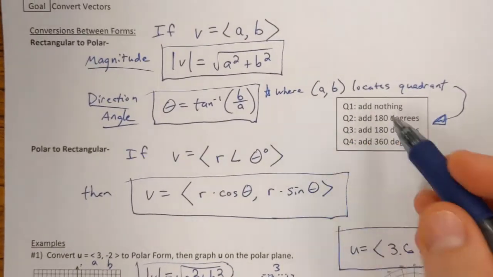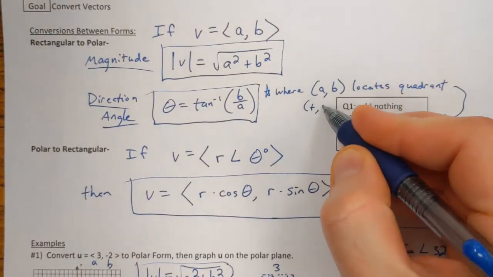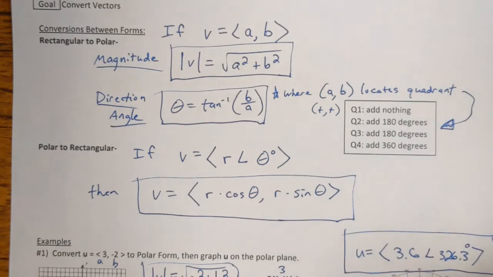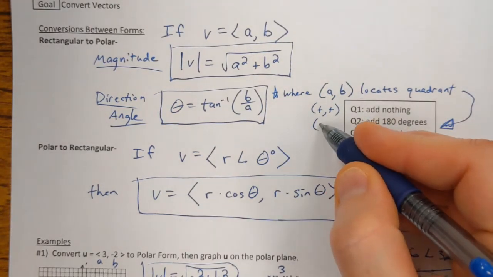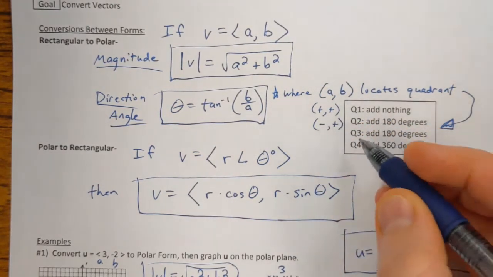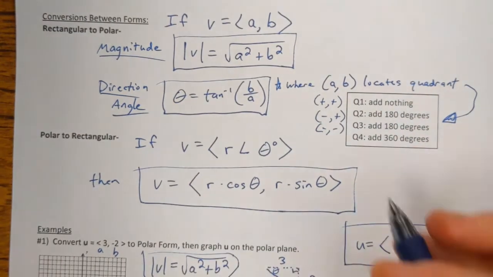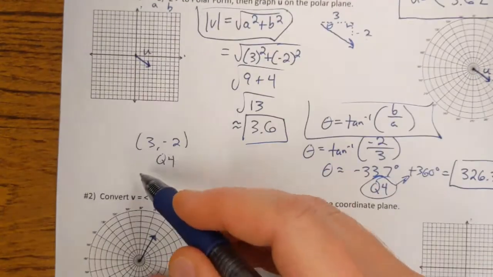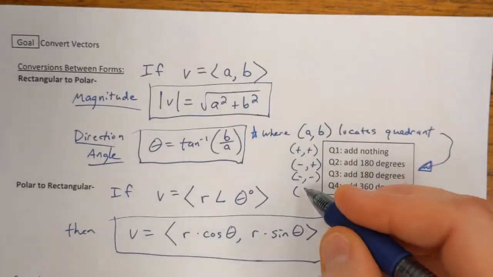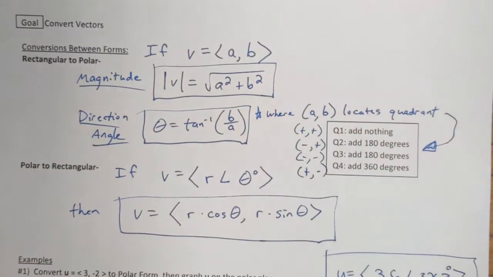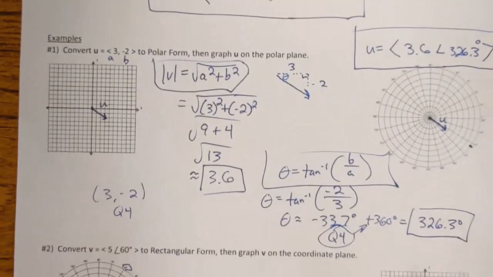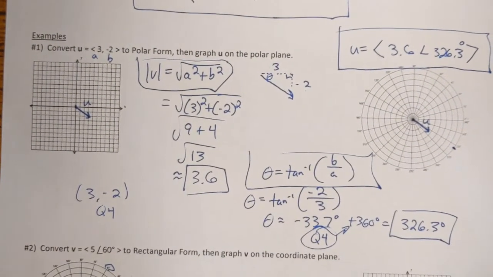But there are different rules. If both of your a and b are positive, then that's going to be in quadrant 1. If you have a negative a and a positive b, that would be quadrant 2. If they're both negative, that's quadrant 3. And if you have this situation where it's a positive and a negative, that is quadrant 4. Okay, so I think that's the harder example of the two, but that's how you do this.